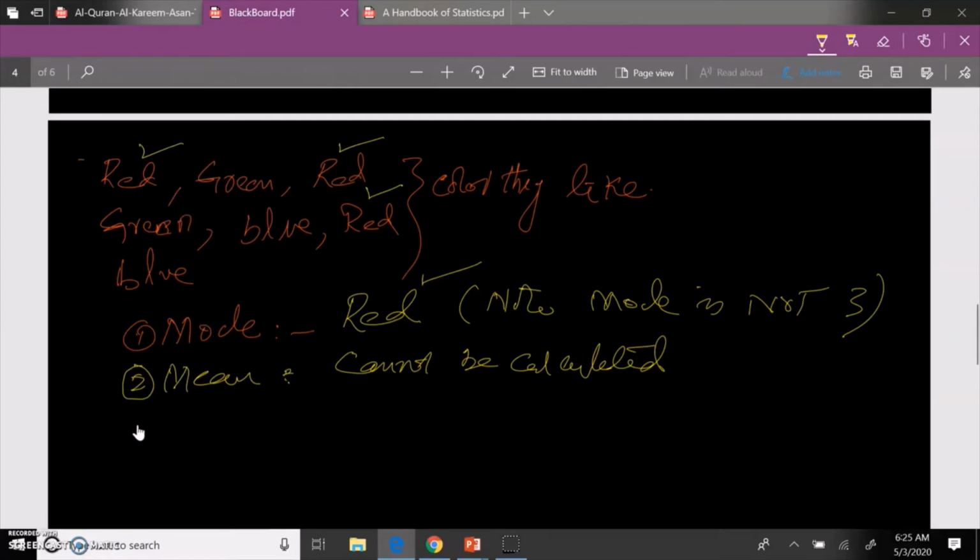Now I ask you guys to pause the video and tell me what is the median. Pause the video, tell me what is the median. And you'll be surprised to see the median still cannot be calculated. I cannot compute the median, because in order to compute the median, the values have to be arranged, and in this situation I cannot arrange them because I don't know which one is a greater value, which one is a smaller value.